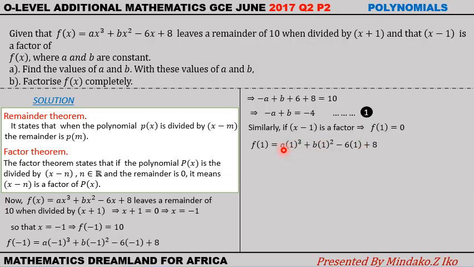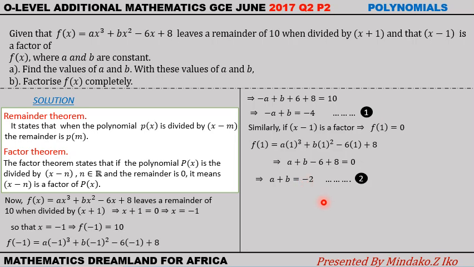Now 1 cubed is 1 times a, which is a; 1 squared is 1 times b, which is b; and negative 6 times 1 is negative 6, then plus 8. So at the end of the day, I have a plus b minus 6 plus 8 equal to 0. If I rearrange, negative 6 plus 8 is 2, and since a and b are unknowns, I cross the 2 to the other side of the equation. So I have a plus b equal to negative 2, and I can call that equation 2.